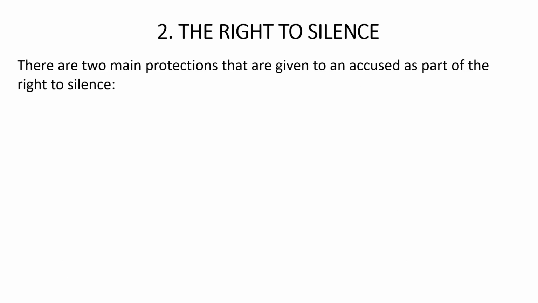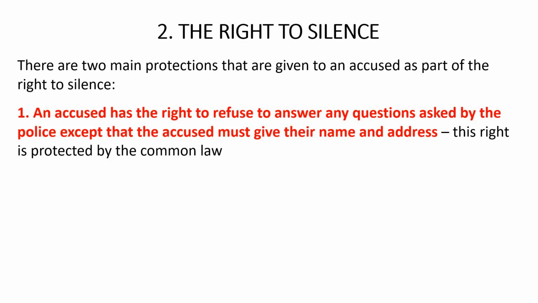This brings us to the second right of an accused as set out in our learning intention, which is the right to silence. You need to be able to both identify the source of this right and to describe this right. The right to silence gives two main protections to an accused. The first protection is that an accused has the right to refuse to answer any questions asked by the police.